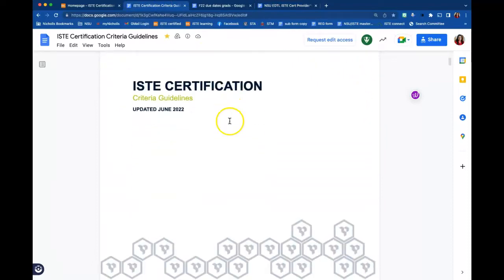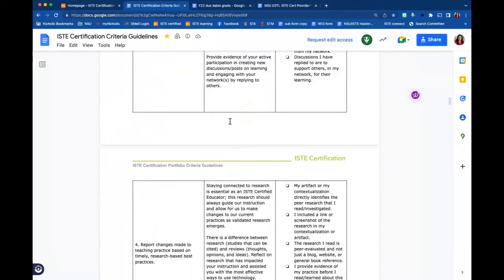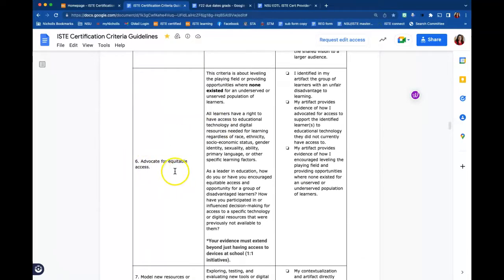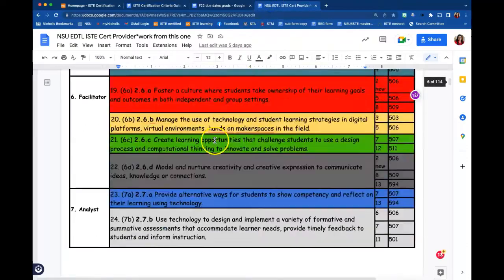So then we're going to go down here to our wonderful guide document, and it says advocate for equitable access. And then the check boxes are what we're really paying attention to. I identified in my artifact the group of learners that has an unfair disadvantage. It says how I advocated for them, and it provides evidence of how I leveled the playing field by providing opportunities where none existed for the population of learners. So let's look at where we did this and how we did this.